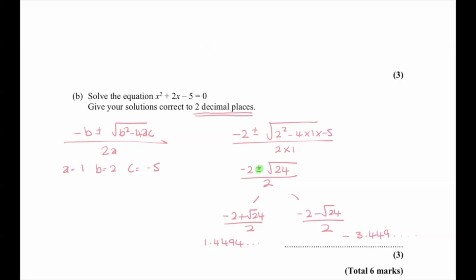It wants it to 2 decimal places. So on the dotted line, you would be putting, and I'm not going to do it on the dotted line because I'm already on top of it virtually, I'll do it over here, 1.45 and minus 3.45. And that would be your final answer.